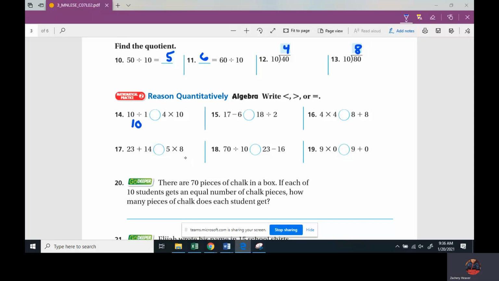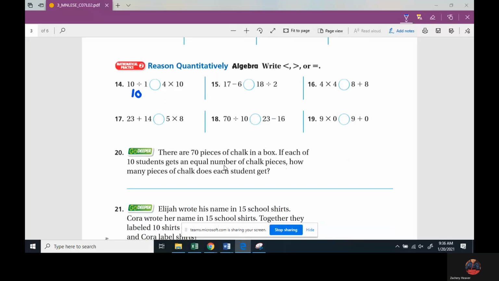So 10. So McKenna, what's 4? I want you guys to write this underneath too. What's 4 times 10, McKenna? Skip count 10 4 times. Try it again. Ready? Skip count 10 4 times. You have 10. 40. Pay attention to this. So, McKenna, if you're an alligator, do you want to eat the 10 or the 40? The 40. So, 10 divided by 1 is less than 4 times 10.